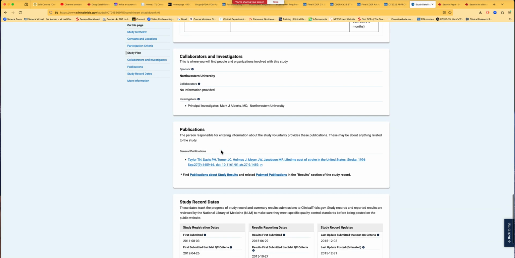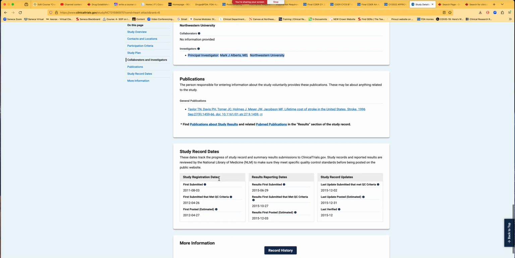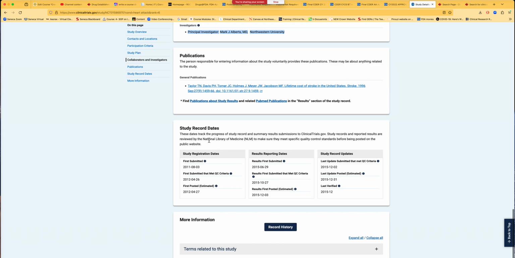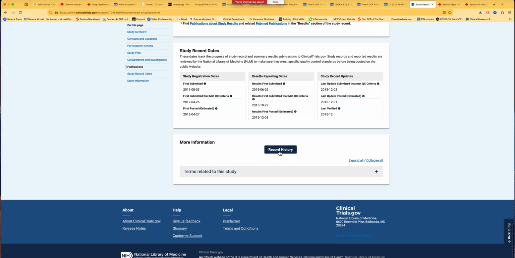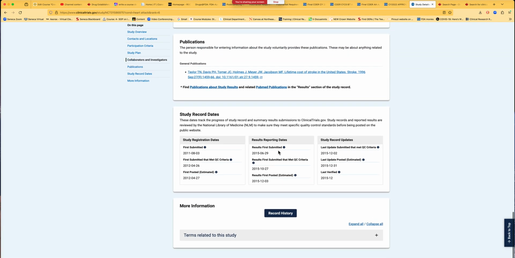Now, you can also look into the publications. This is Northwestern University. That was the sponsor, no collaborators. The principal investigator is this person from the university. If you have any question about the study, we are going to connect with the principal investigator as well. You have access to the publications and, of course, all of the study record dates. You can also look into the record history of the study just to know more about the study.